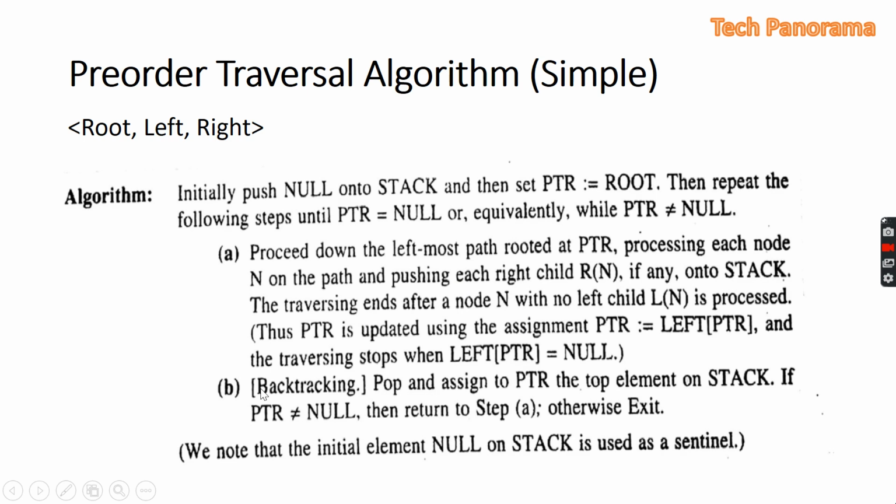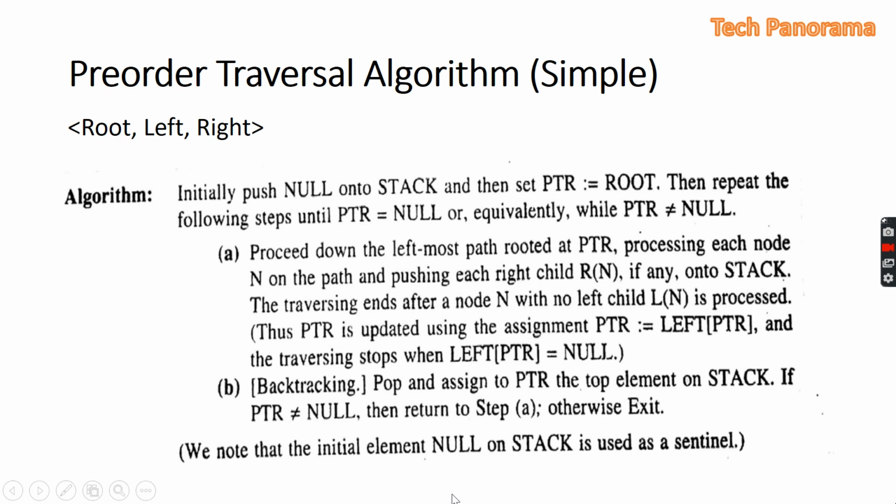When there is no left child, then we will move to the second step, where we will pop from the stack and assign that value to the ptr. If ptr is not equal to null, then we will move the same way as in step A, where we will process the left or the right part according to the pre-order traversal. But if the ptr is equal to null, then the process will stop.